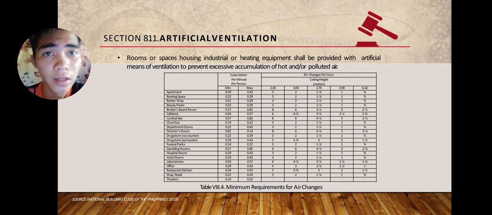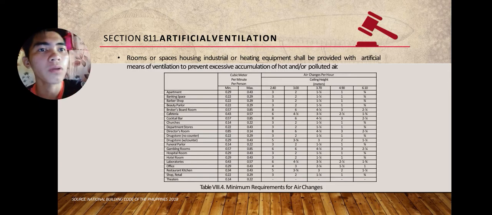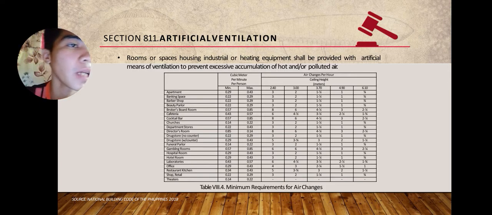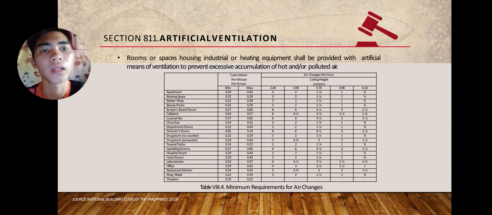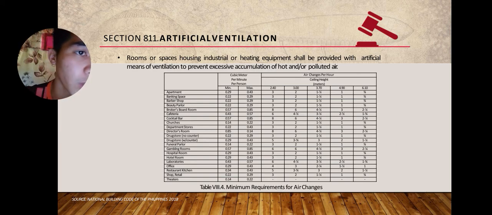So, section 811, artificial ventilation. So, mao na requirements sa rooms or space housing industrial or heating equipment shall be provided with artificial means of ventilation to prevent excessive accumulation of hot and or polluted air.